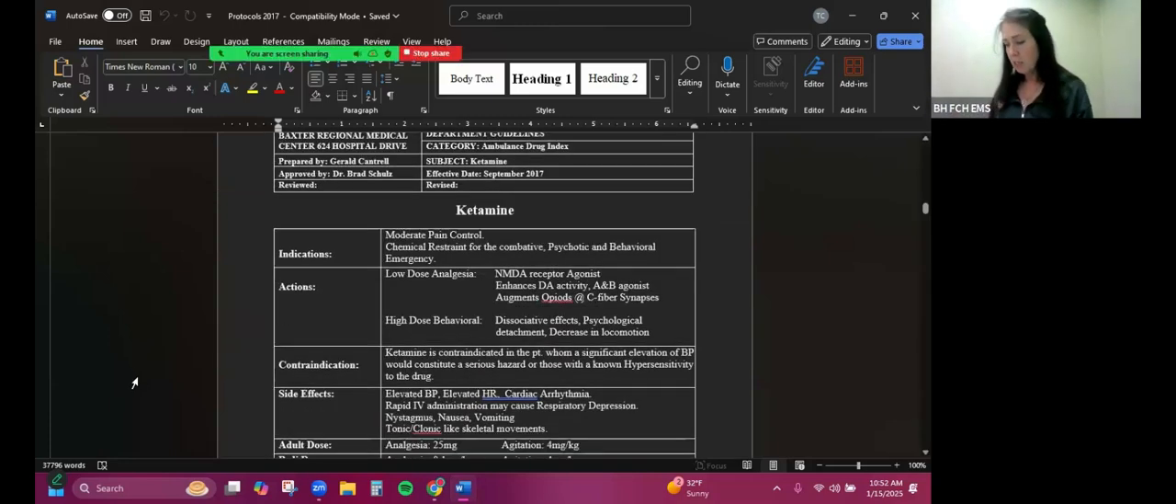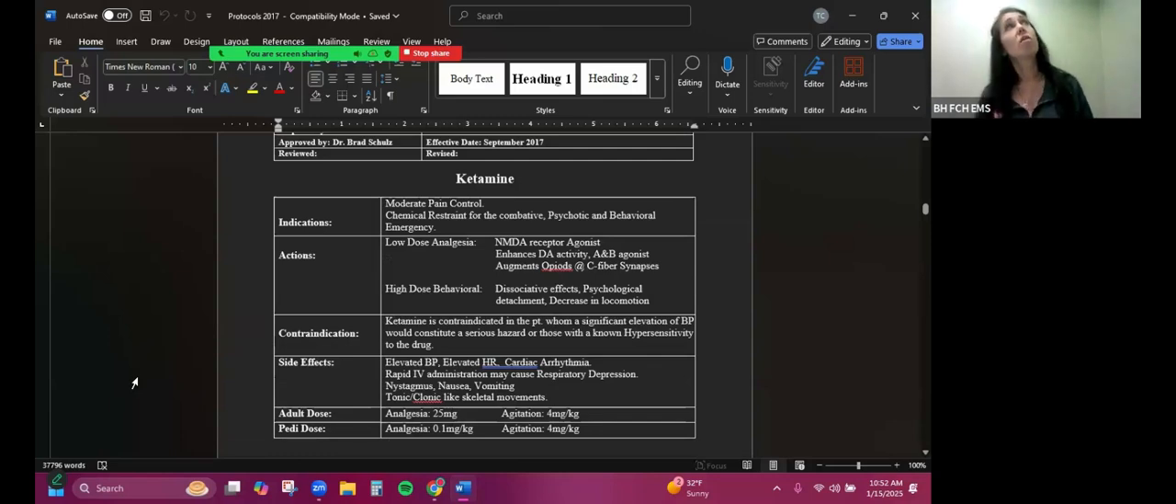Ketamine. Ketamine is another drug that we do not carry on our ambulance here. It's for moderate pain control, chemical restraint for combative, psychotic, and behavioral emergencies. So those are the reasons we would use that on the ambulance.